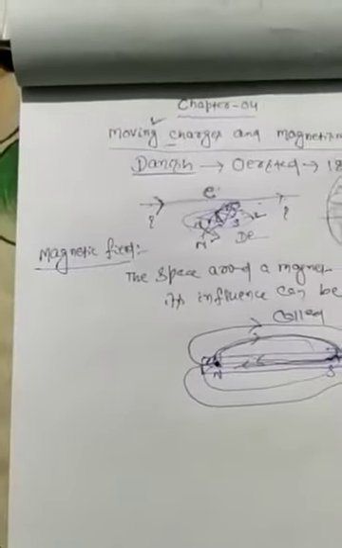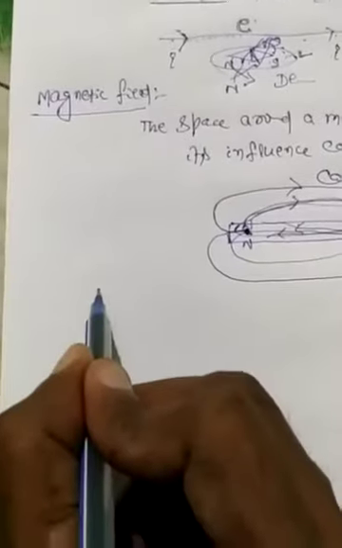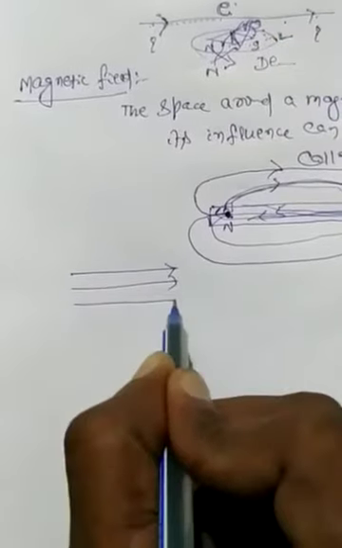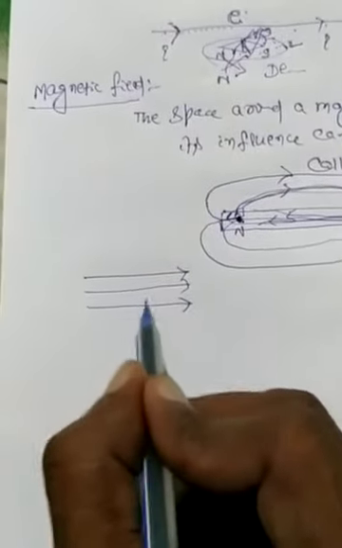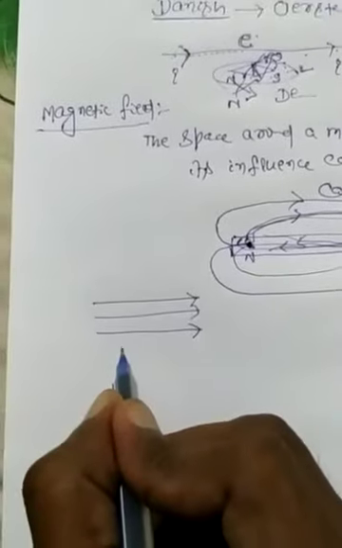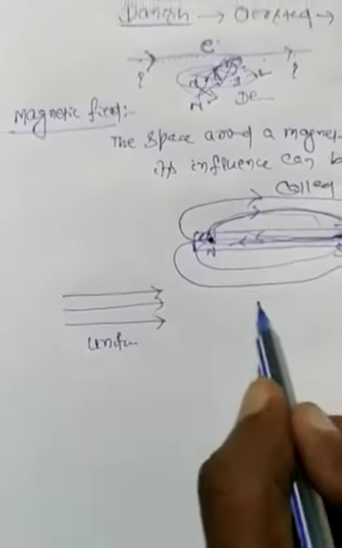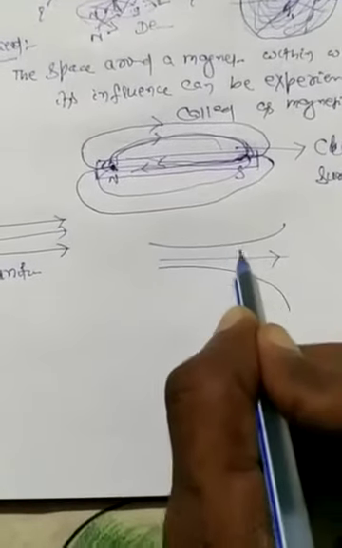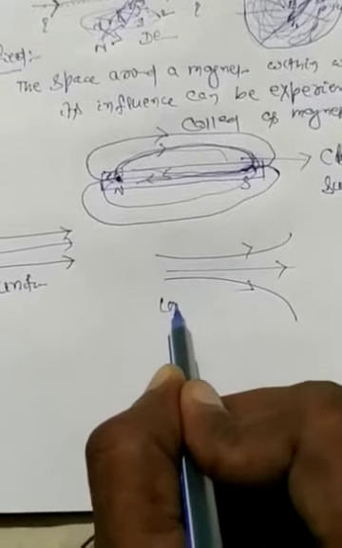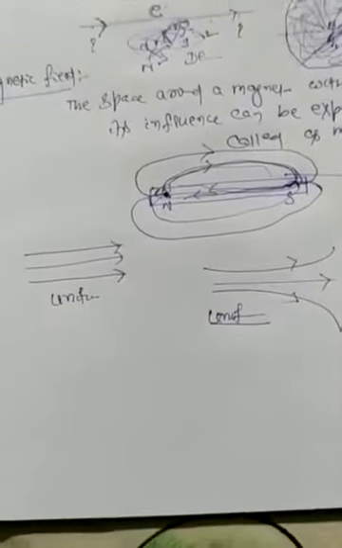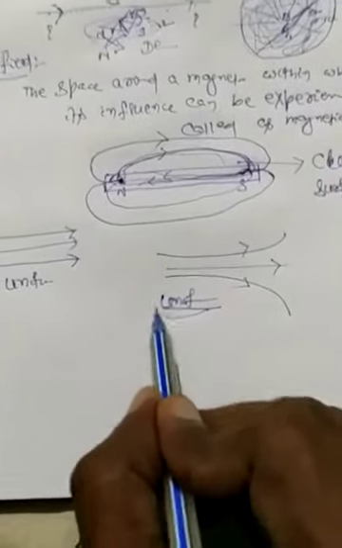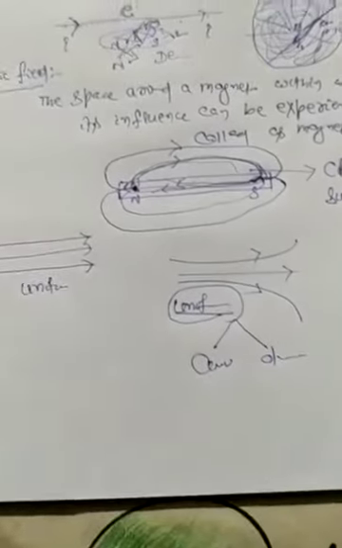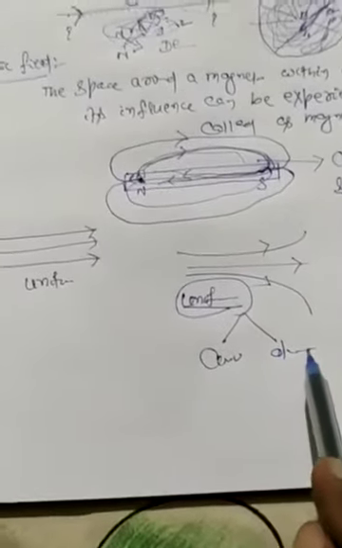If the magnetic field lines are parallel and equidistant from each other, then it is called a uniform magnetic field. And if the lines of force are not parallel and not equidistant from each other, they are called a non-uniform magnetic field. Uniform magnetic fields are either convergent or divergent lines of force.